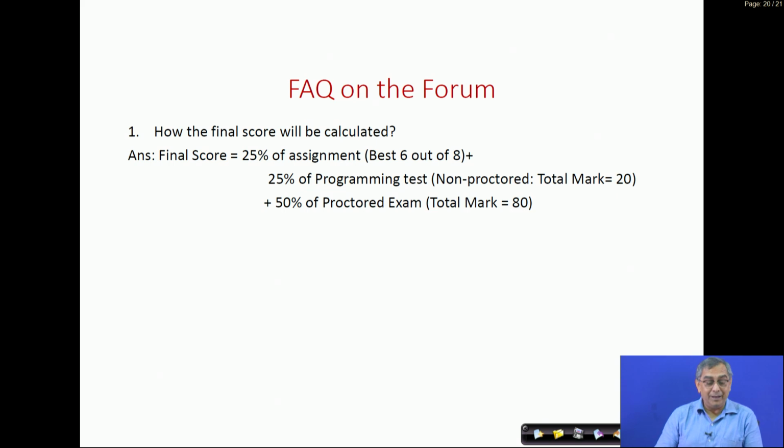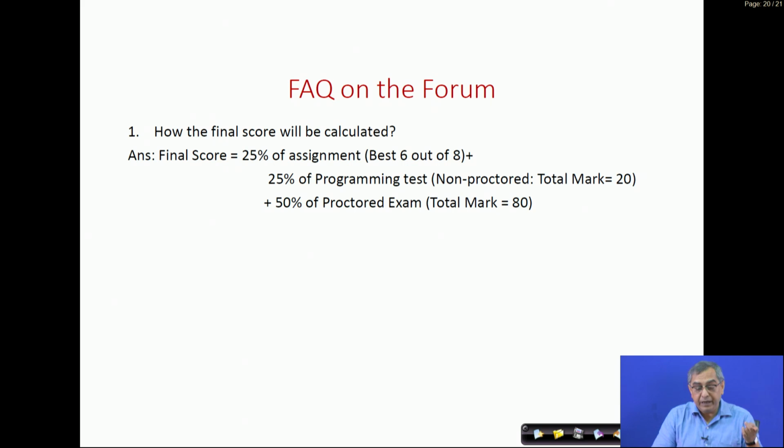This is a non-technical question that probably many on the forum were asking: how the final score will be calculated for this examination. Himadri has put on record that there are 3 components. One is the assignments that you have done; 8 assignments were given. Out of those 8 assignments, the best 6 that you perform will be taken, and your performance in those best 6 will comprise 25% of the marks in the final score.